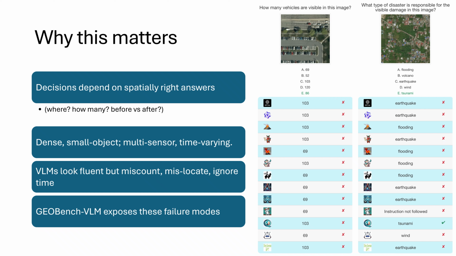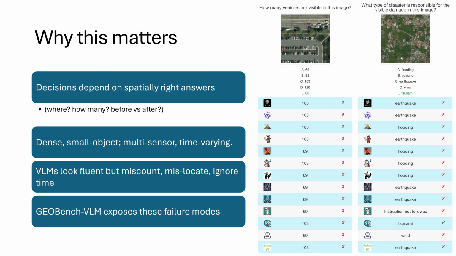Earth observation needs precise answers. Where, how many, and what changed before versus after. In these images, objects are small and scenes are dense, and the imagery comes from multiple sensors: RGB, SAR, multispectral. So many VLMs miscount, mislocate, and ignore time.